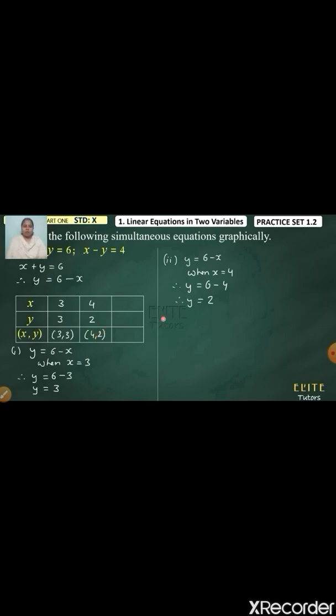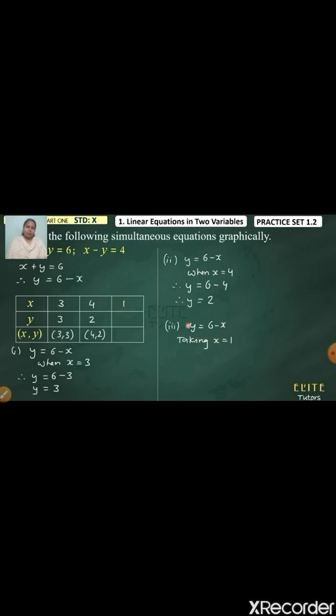Coming to the last value. Suppose I assume x is equal to 1. Do not try to assume bigger values because the graph might go too big. The graph should neither be too big nor too small. So we will assume smaller values, not 6, 7, 8. Avoid taking that. So if I take x is equal to 1.